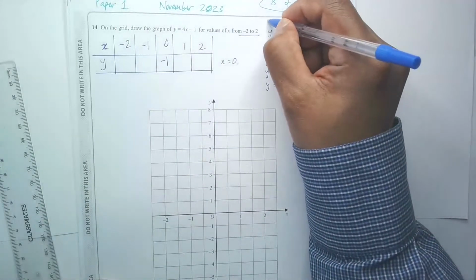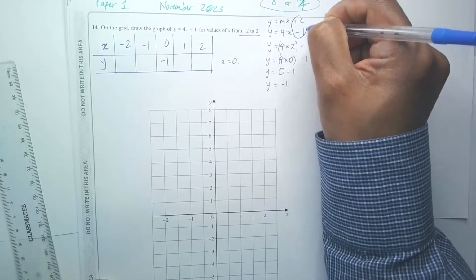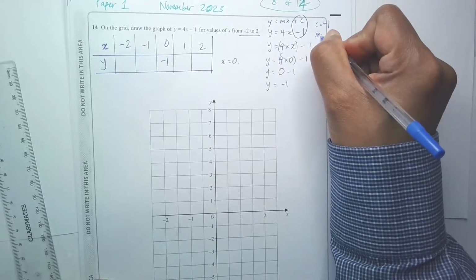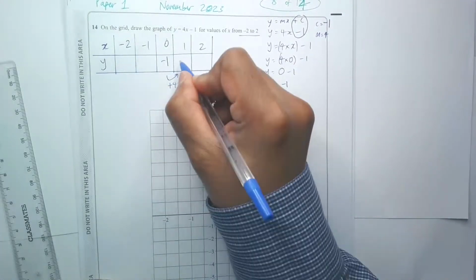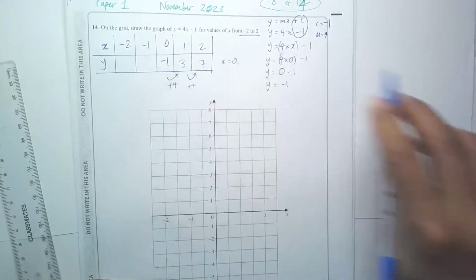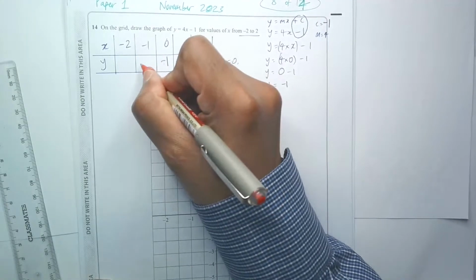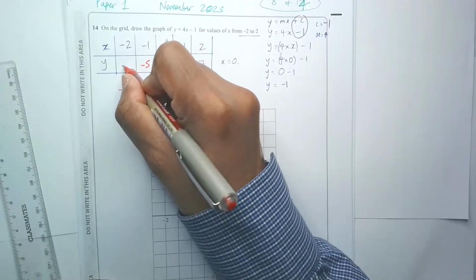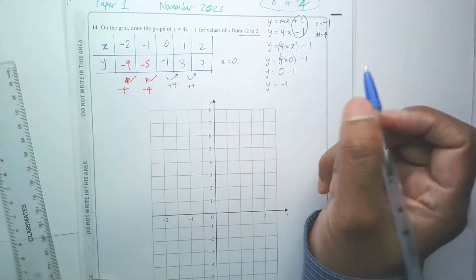And again, if we did y equals mx plus c, I would have spotted that my c is minus 1. So you can see that corresponds, and m equals 4. So I'm adding 4 each time. So minus 1 plus 4 is 3. 3 plus 4 is 7. And if I'm going backwards, I'm going to be taking away. So minus 1 take away 4 is minus 5. Take away 4, minus 5 take away 4 is minus 9. So I've got my table of values, and now I'm going to turn these into coordinates.